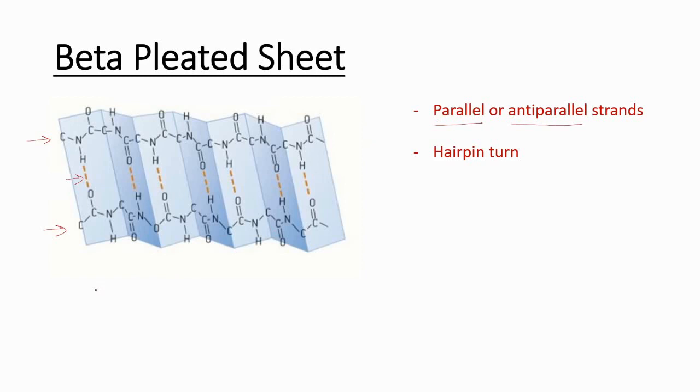Let's look at the parallel arrangement first. Let's say that we have polypeptide chains which move in the same direction. They are stabilized by hydrogen bonding. This is the parallel arrangement. In the anti-parallel arrangement, you will have sections of polypeptide which run in opposite directions to each other, and they interact through hydrogen bonding.